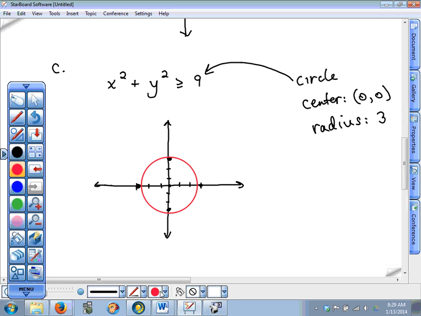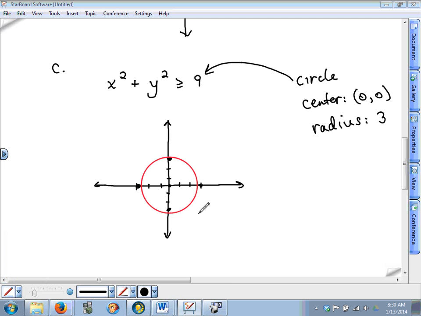There we go. That's a circle with radius 3 centered at the origin. Okay, now we've got to figure out where to shade. We can use 0, 0 as a test point. We would end up with the statement 0 is greater than or equal to 9, which is untrue. So we don't shade where the test point is. We shade where it is not, which is everywhere around the outside.